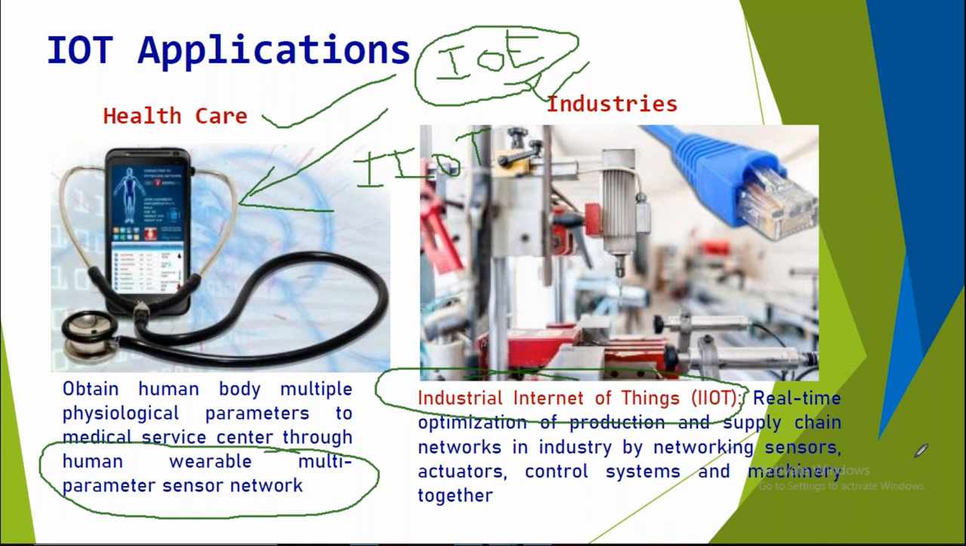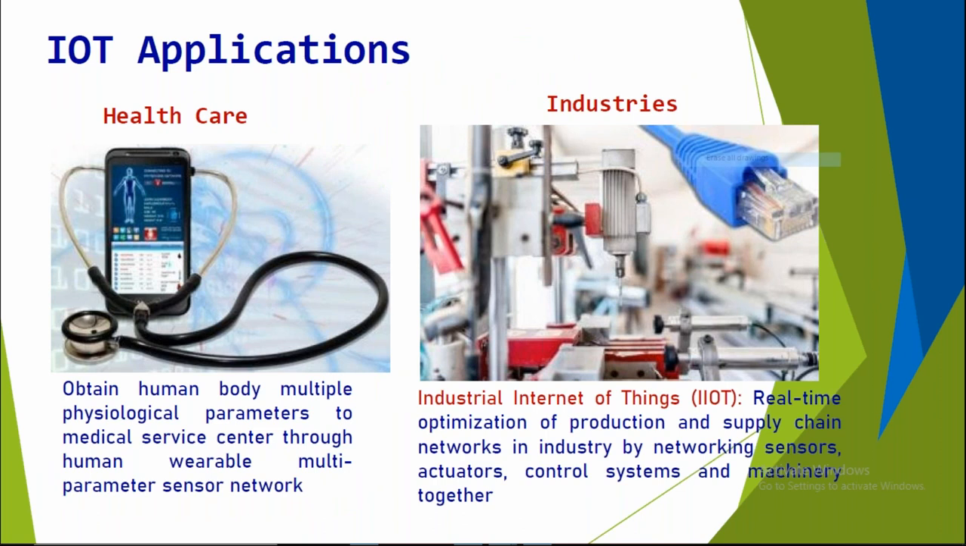Maybe welcoming people are taken care of and need to be part of the production of various types of products getting produced by these industries, and also supply chain networks in industry, by networking various types of sensors, control systems, actuators, and machinery together. So that is what the industrial internet of things is.